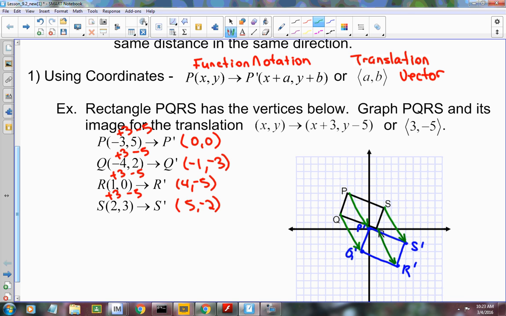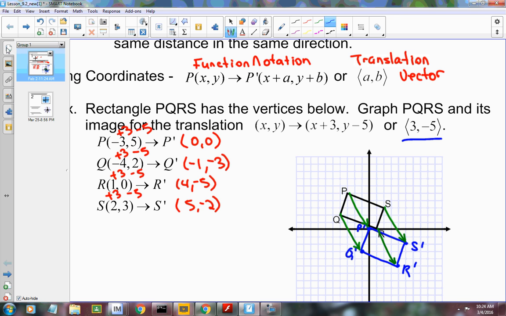Now, the other way that you can denote it is with a translation vector. It means the same thing, except you write it like an ordered pair, but instead of putting parentheses around it, you put these little sideways V's, V for vector. I don't really know if that's what their intention was, but that's what I think of it as. So if you see something like this right here, that means you're going to add 3 to the x coordinate and subtract 5 from the y coordinate, or you're going to move 3 to the right and down 5, which is in essence what we did.